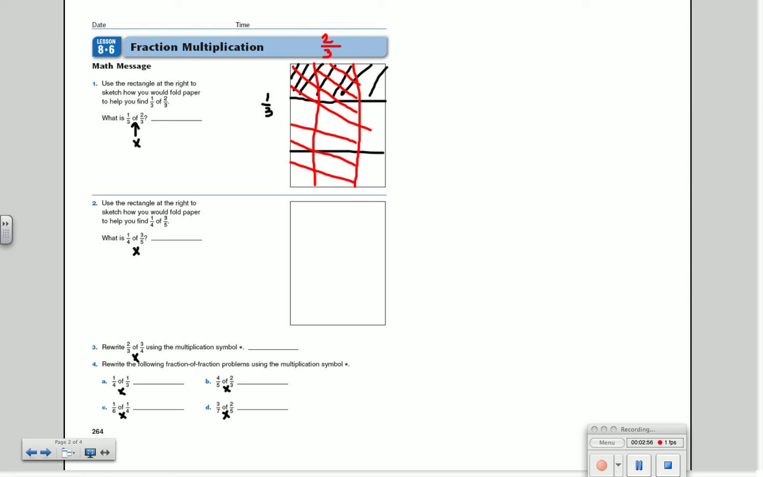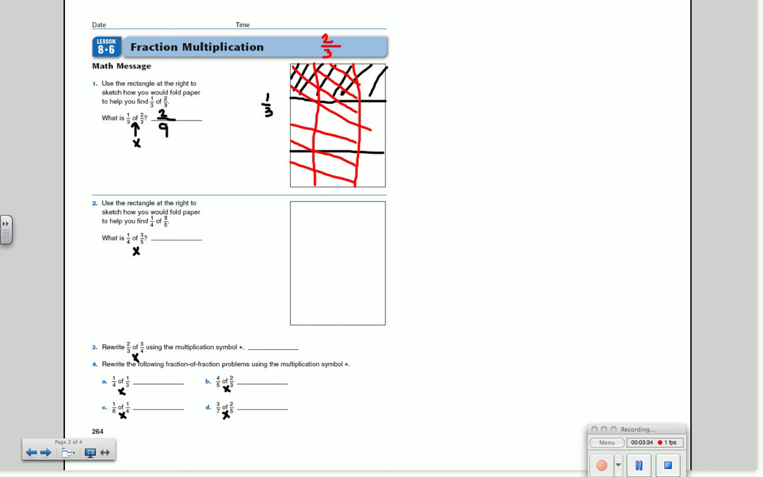Now, when I look at my answer, I notice that there are 2 boxes that are totally shaded in, so that's my numerator. And I look at how many boxes there are, 1, 2, 3, 4, 5, 6, 7, 8, 9, so there are 9 boxes total, and I get my answer, 2/9. Now, if you have already learned how to multiply fractions, you would notice 1/3 times 2/3 is the same thing as multiplying the 1 by the 2 is 2, and 3 by 3 is 9. But this is the diagram you need to show for it.